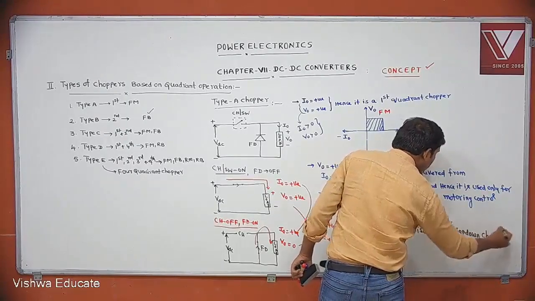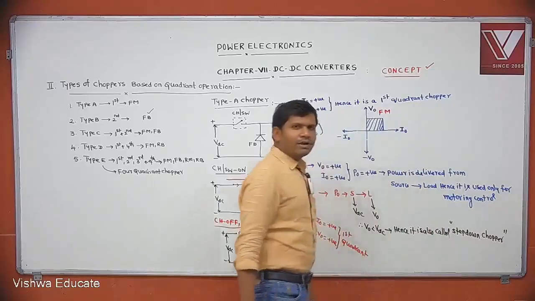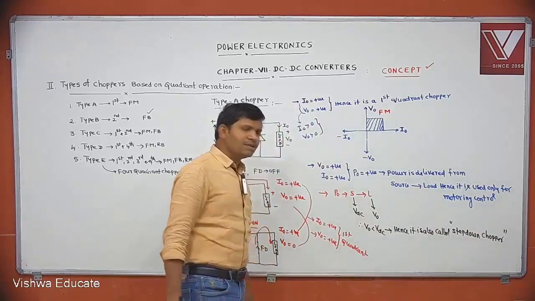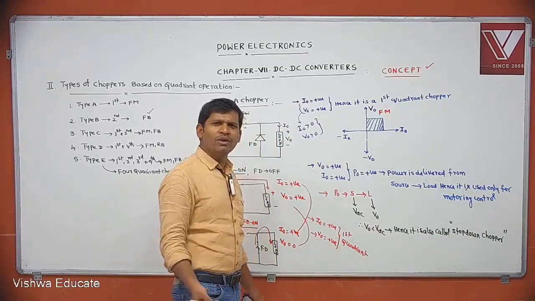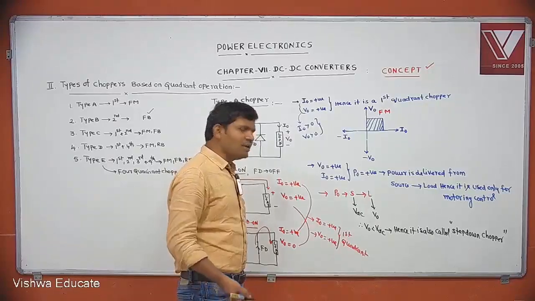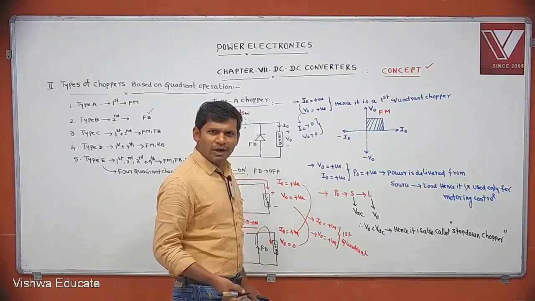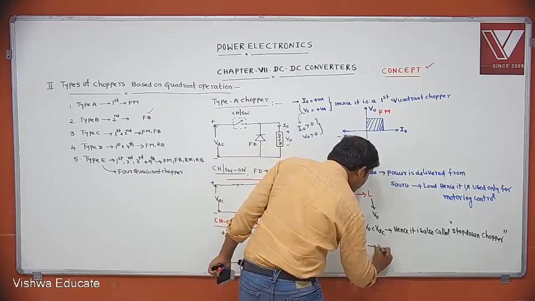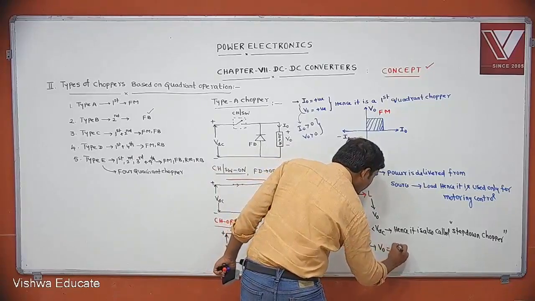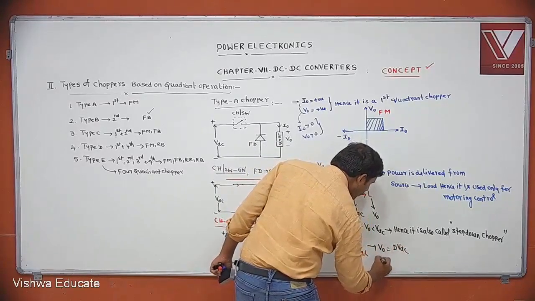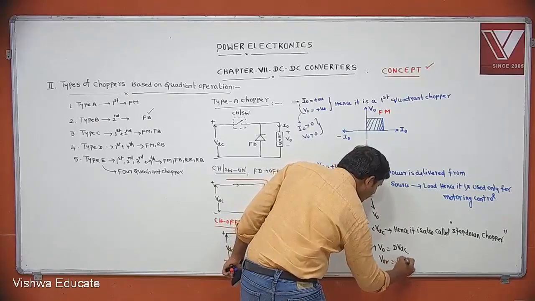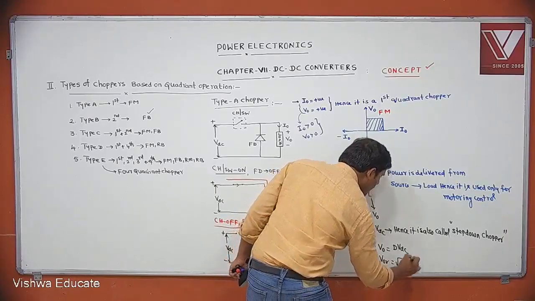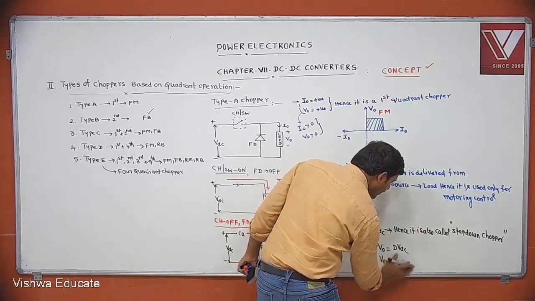For a type A chopper, most of the analysis is done without filters. The analysis is similar to that of the buck regulator, which I discussed. For type A chopper, V naught is equal to d times VDC, no need to derive again. V naught RMS is equal to root d times VDC.